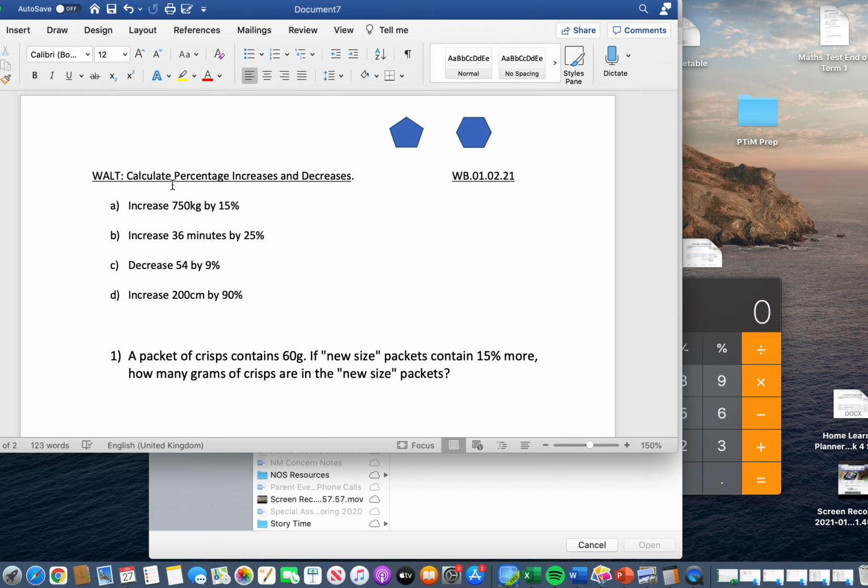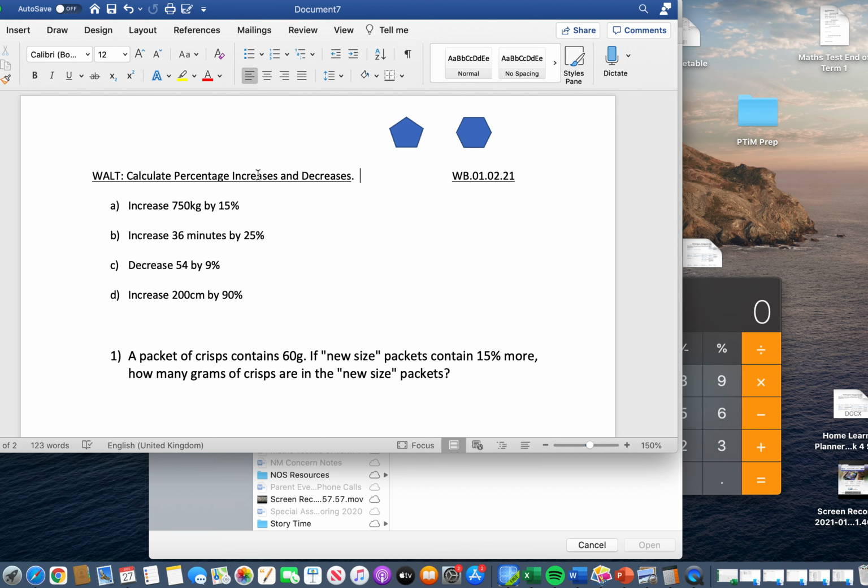Okay, so we're trying to find out percentage increases and decreases. Sometimes the price of stuff goes up. Sometimes the amount of things increases. Sometimes the price or the amount of things goes down or decreases. So for example, you'll be in the shop and see 25% off. That means 25% of the price has gone down. The item has been decreased by a quarter, or by 25%.